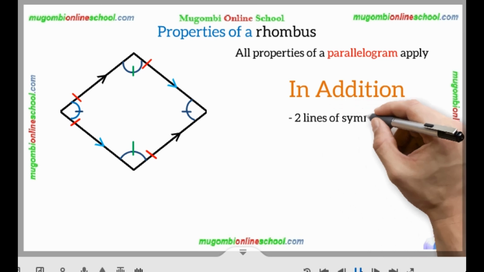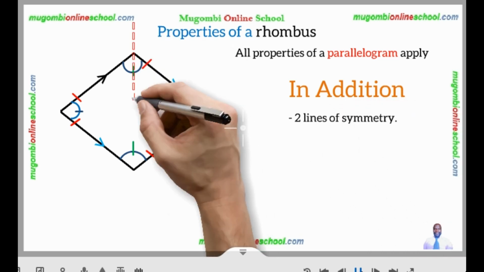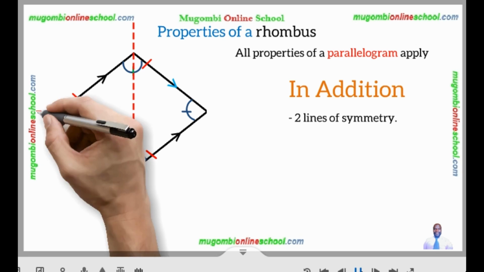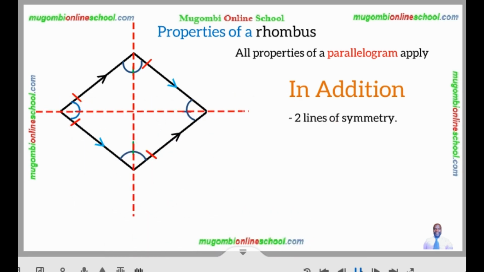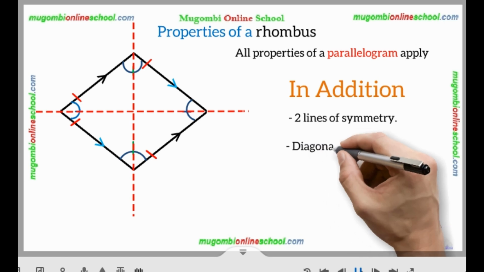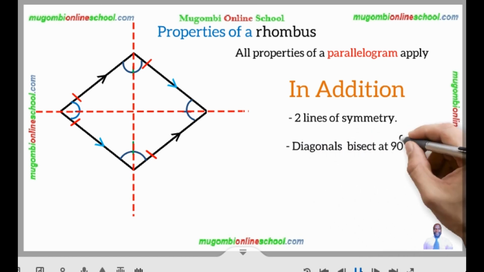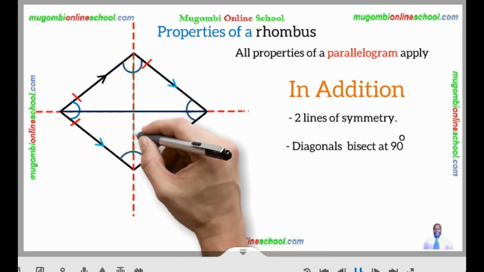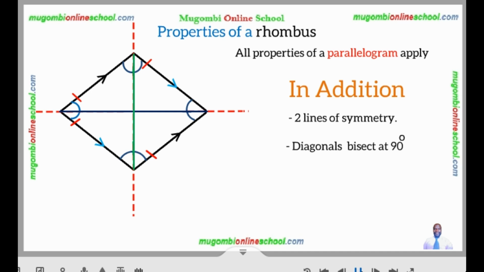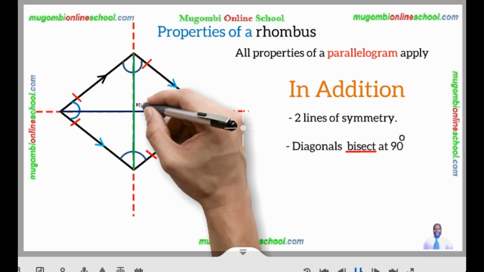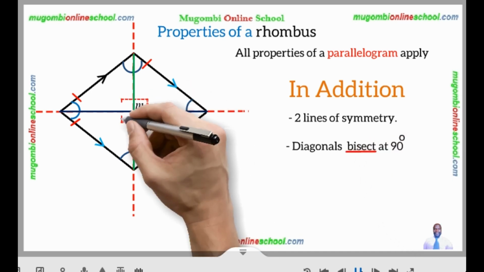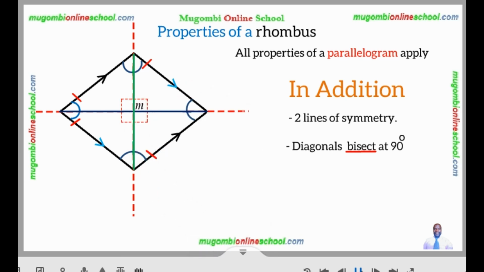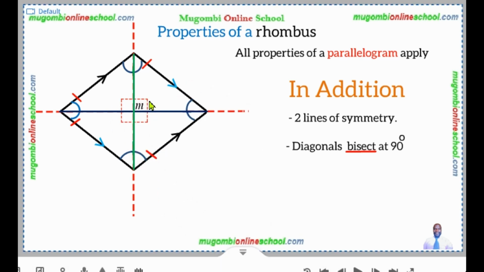Then in addition to the properties of a parallelogram, it has 2 lines of symmetry, this first line and this second line of symmetry. And apart from this, the diagonals bisect at 90 degrees. This is a diagonal and this is the second diagonal, and they bisect at 90 degrees. Bisect means they divide by 2, which means this is the midpoint, and they bisect at 90 degrees, which forms a right angle here. So all these are the properties of a rhombus.